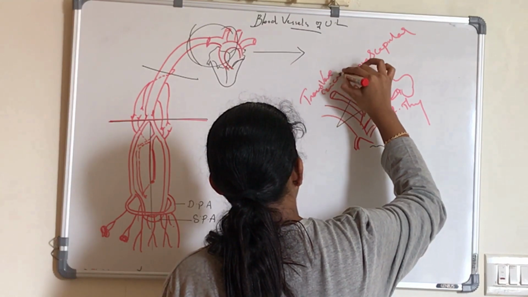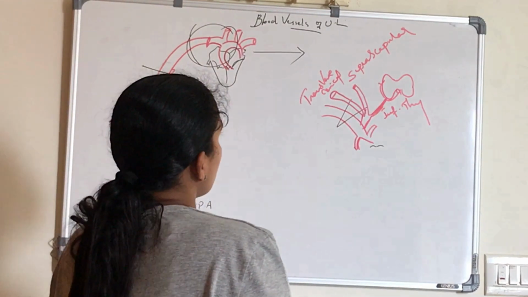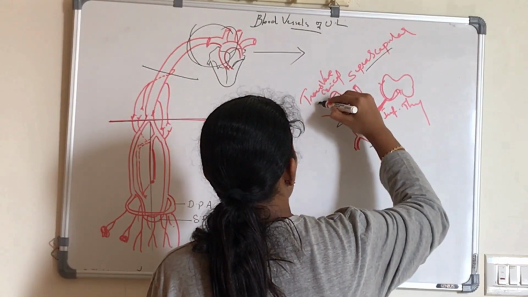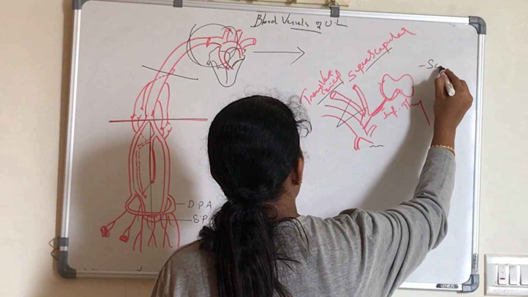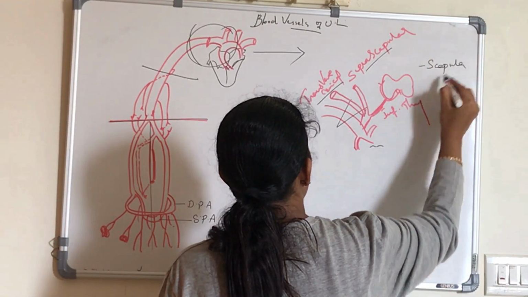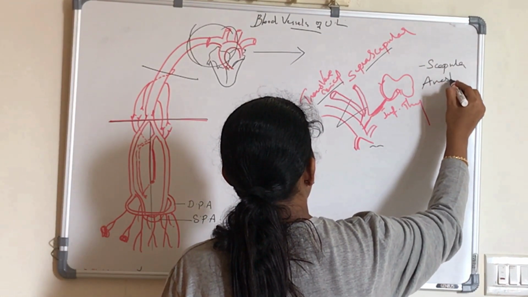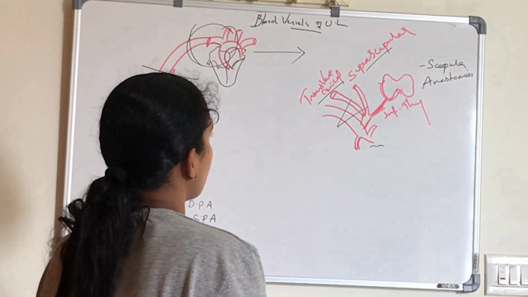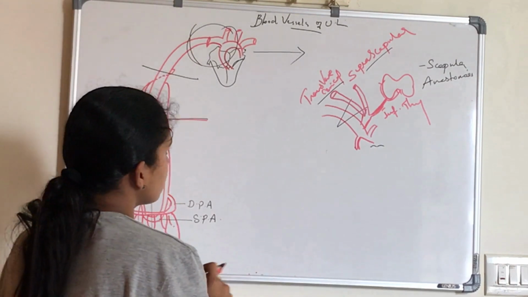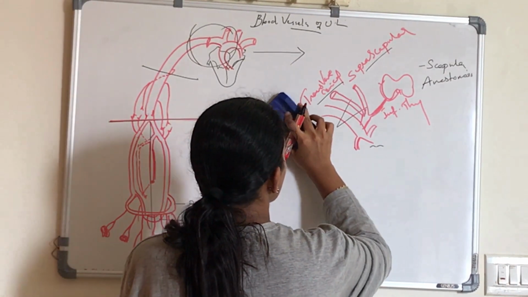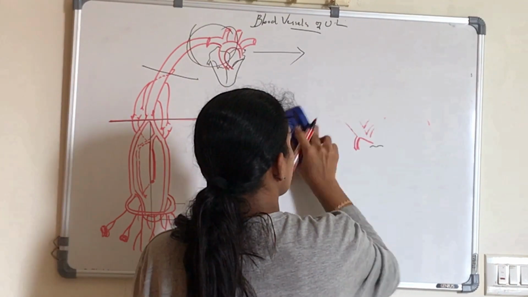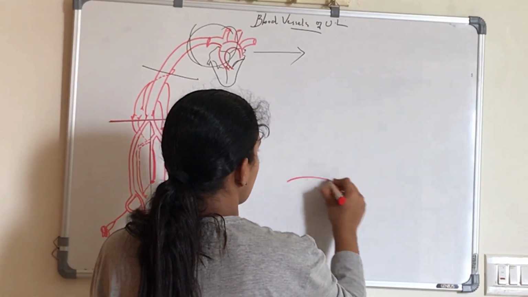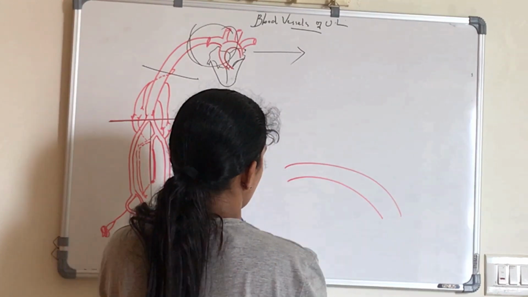So the anastomosis around scapula is formed between suprascapular and transverse cervical artery, which are branches of thyrocervical trunk from first part of subclavian artery, and the circumflex scapular artery of subscapular, which is from the third part of axillary artery. So just remember, anastomosis around scapula is between first part of subclavian artery and third part of axillary artery.